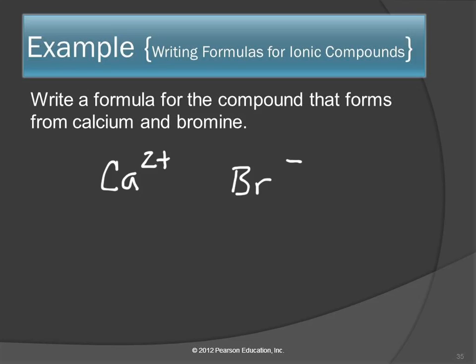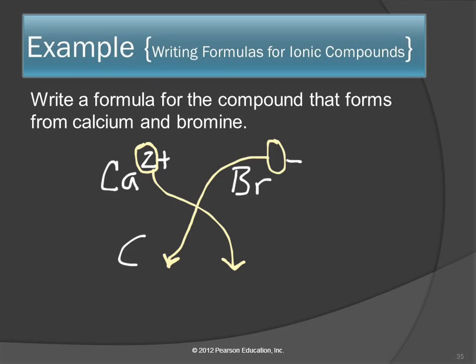So we just write the minus. We don't write the 1 because chemists hate 1s. So we look at those charges, and we say, +2, -1, those are not the same. So we can do the crisscross thing. So this 2 becomes the subscript for the bromine, and this understood 1 becomes the understood 1 for the calcium. So we've got calcium and bromine with a 2. CaBr2.